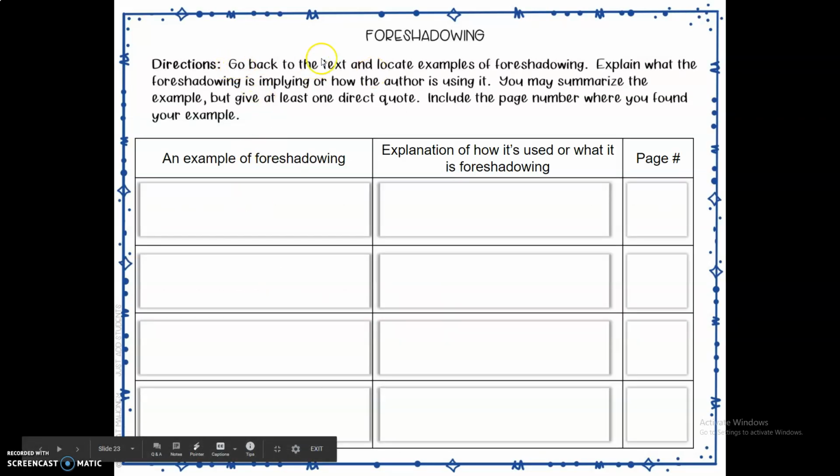Your task is to go back into the text and locate examples of foreshadowing. Explain what the foreshadowing is, what the foreshadowing is implying, or how the author is using it. You may summarize the example, but you must have one direct quote. Include the page number where you found your example. So here will be your direct quote, example of foreshadowing with quotation marks. Explain how it's used or what it's foreshadowing, and then here's the page number. All right?